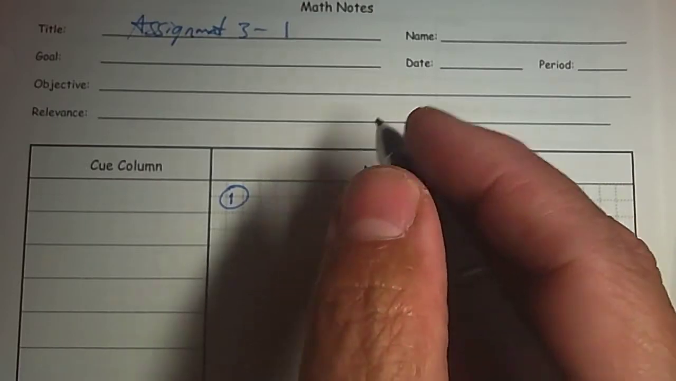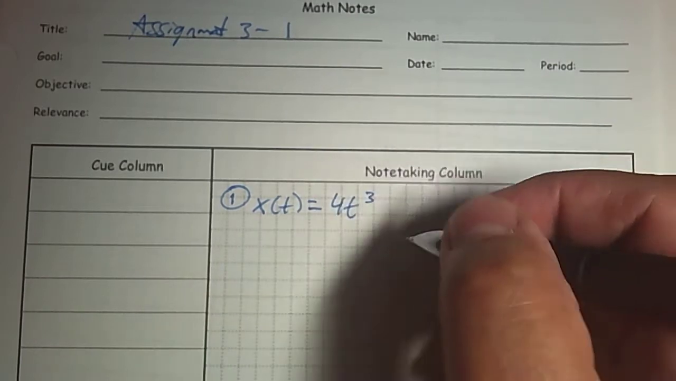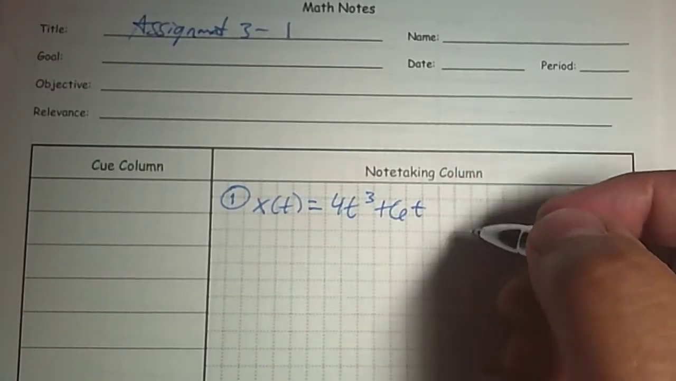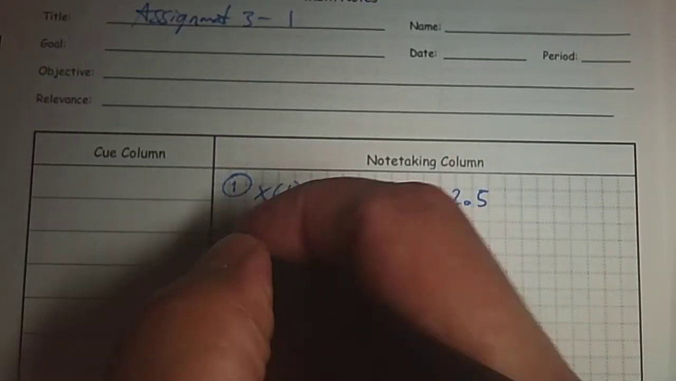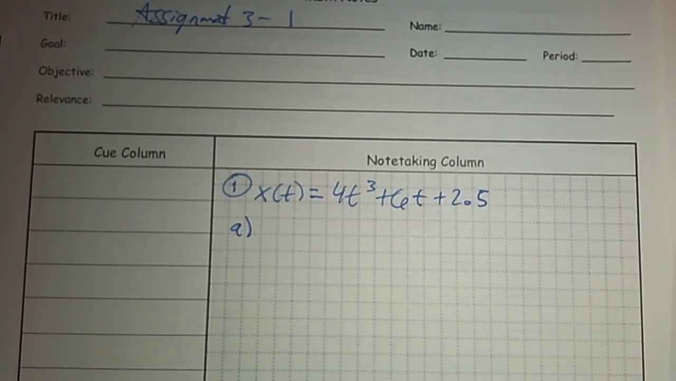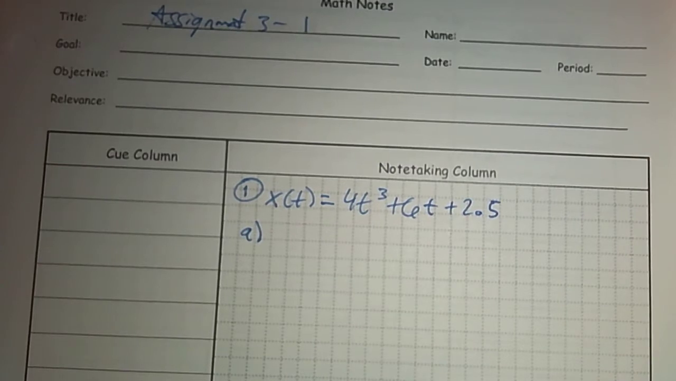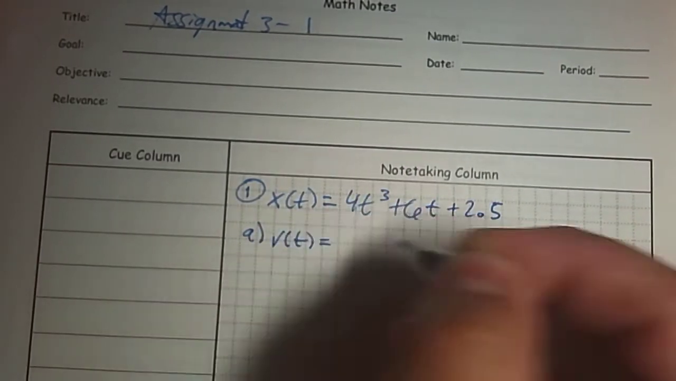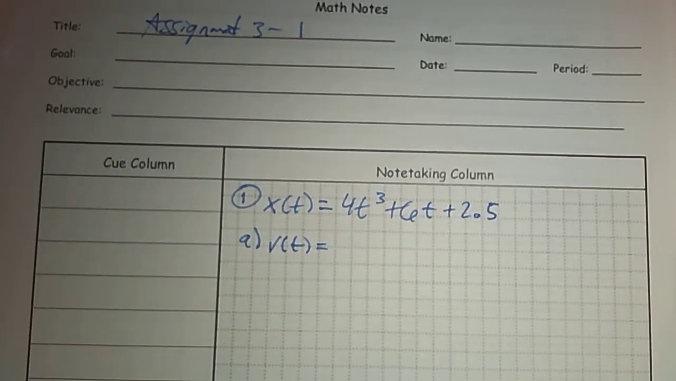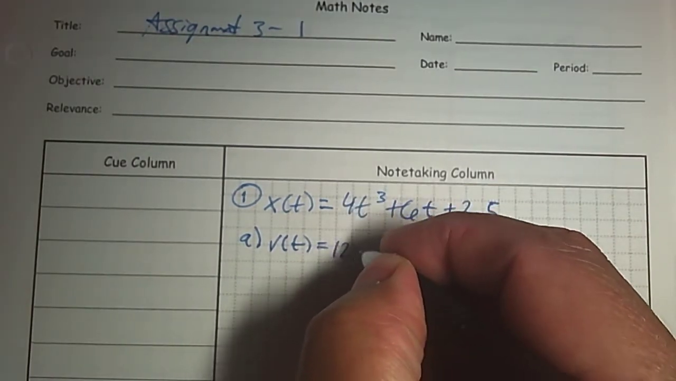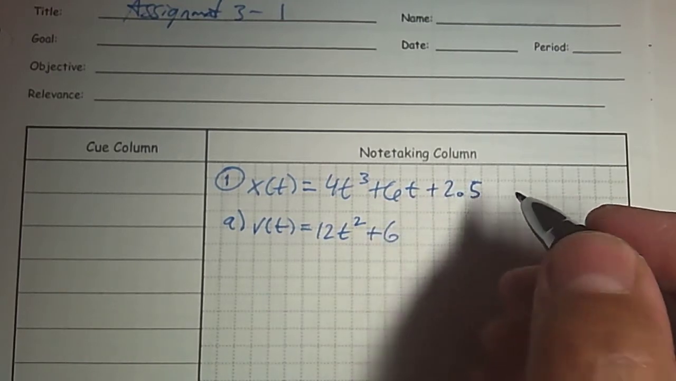Number 1. You're given a function x at t equals 4t cubed plus 6t plus 2.5. And you're asked to do a bunch of things with it. So first of all, x means the position of the particle and t is in seconds. So A says find the velocity of the function. So we're going to use the letter v for that. And if you know the position, to find the velocity you just simply take the derivative of it. So simple power rule, 3 times 4 is 12, subtract 1 from the exponent. 6t will just be 6, and then 2.5 will be 0.